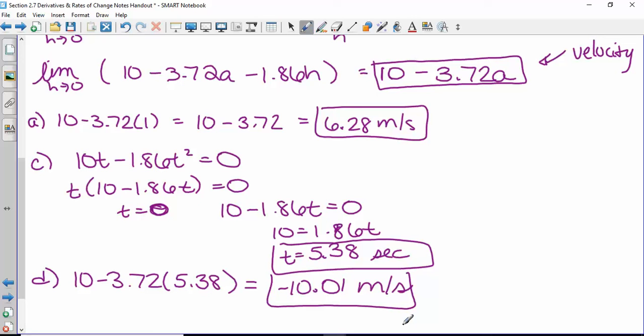Why would it be a negative velocity? Because it's falling. Yeah, it's coming down. Velocity is just speed with direction. Positive means you're going up, negative means you're coming down.